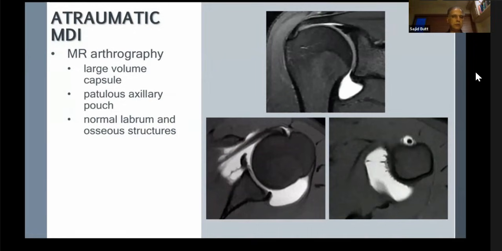And if you do an MR arthrogram, you get to see a huge, big, very capacious, very relaxed shoulder capsule, which is just not able to keep the bones together. Big, patulous axillary pouch. The labral structures might still be normal, but everything else around the shoulder is in a complete state of mess.